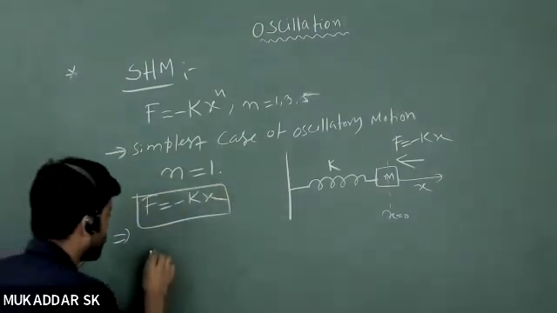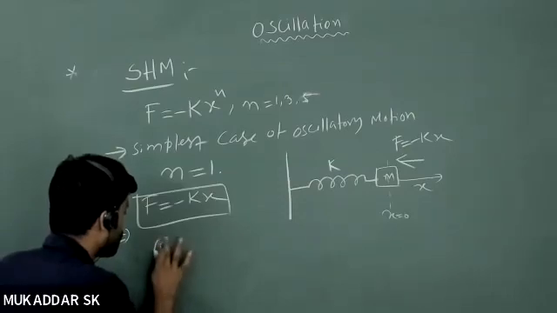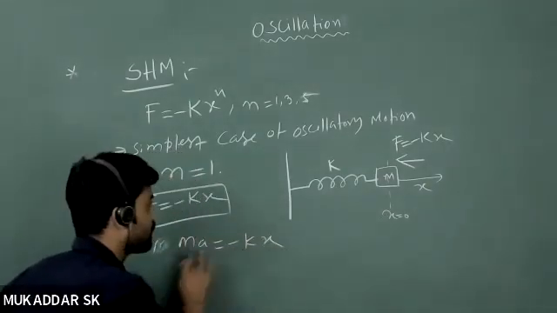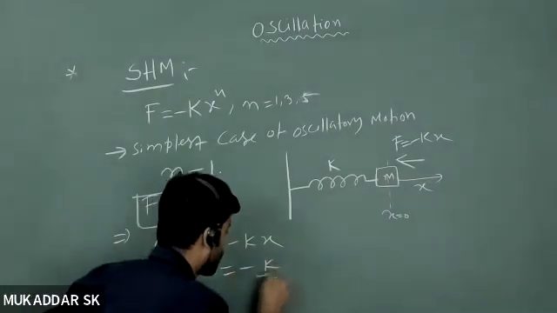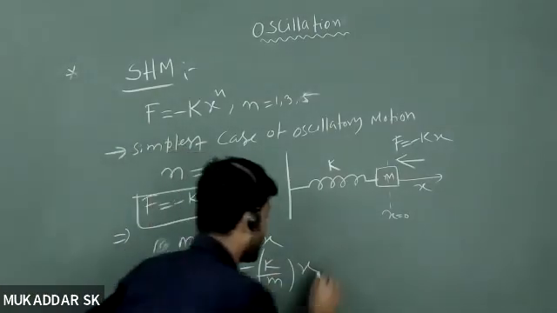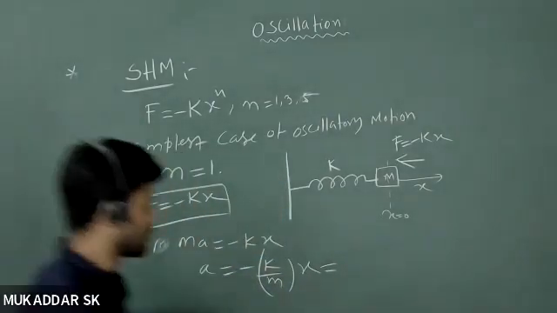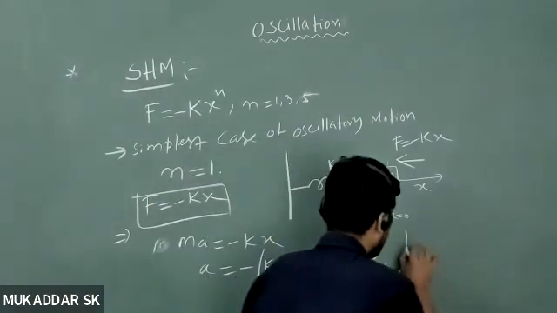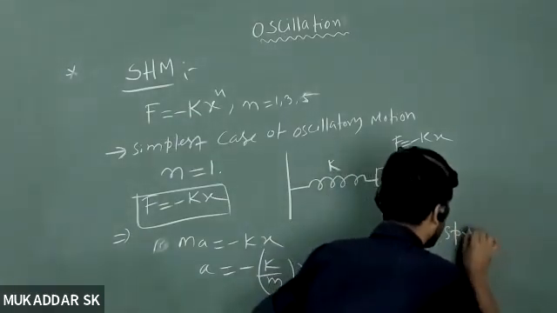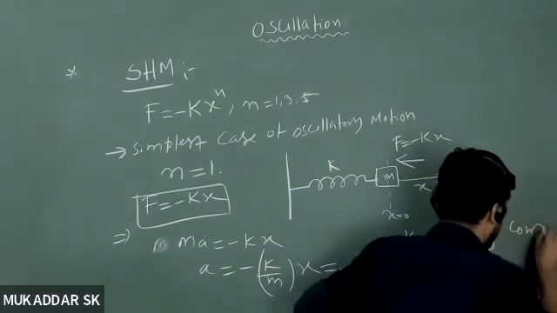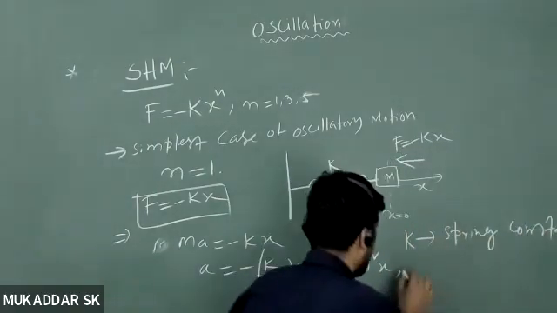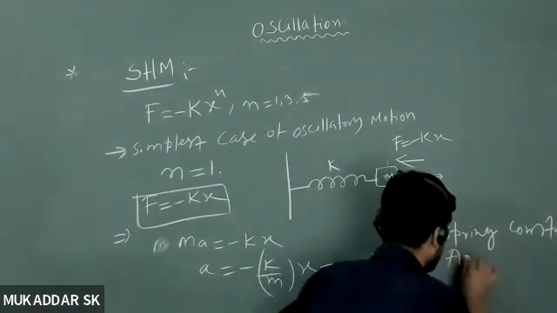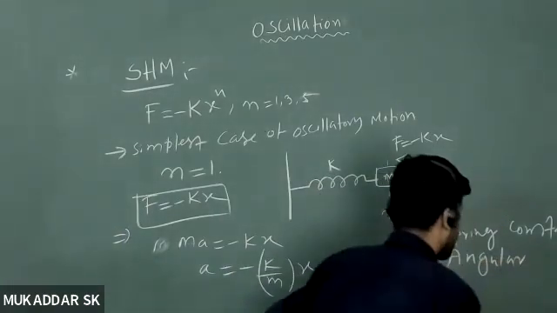Now I can write force. Force is nothing but ma, right? ma equals minus kx, where a is acceleration and m is the mass, so I can write acceleration equals minus k by m times x. And k by m is nothing but omega square, right? So this is basically minus omega square x. Now I should mention what k is. K is basically the spring constant, and omega is not frequency. Please keep in mind, this is actually angular frequency.